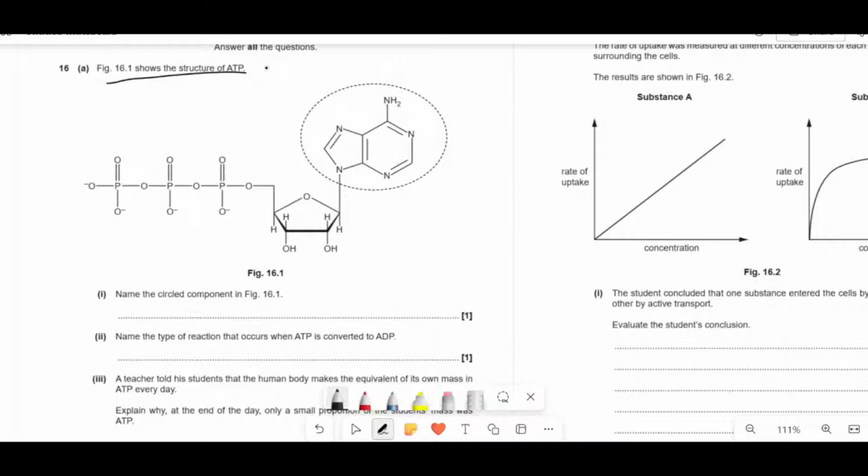So figure 16.1 shows the structure of ATP. Name the circled component in 16.1. So adenosine triphosphate. So triphosphate, ribose, adenine. And as well as that, you can identify it based on the fact that it's a purine because it has two carbon-nitrogen rings joined together, which you can see is the case here.